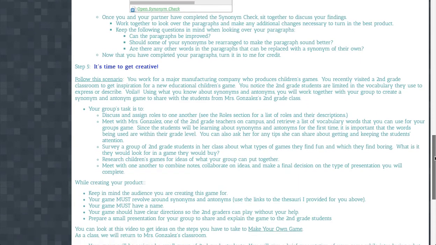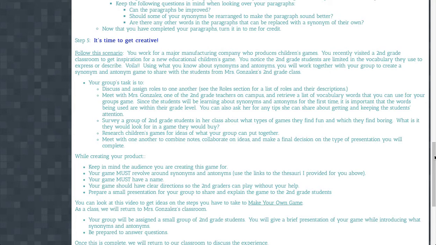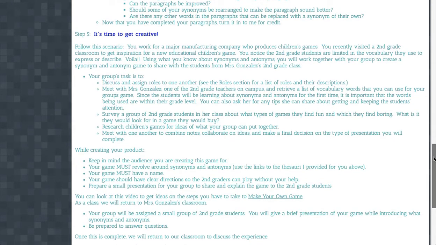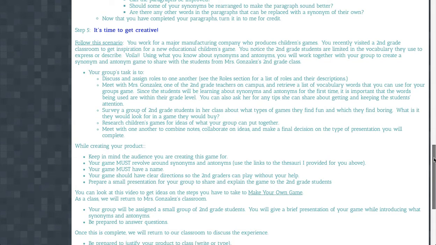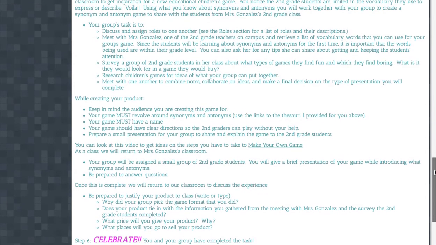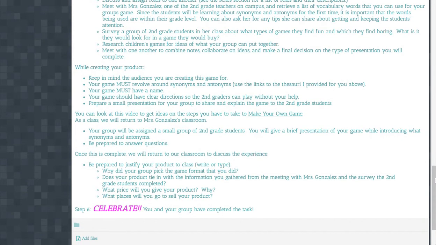Where it says step 5, it's time to get creative, and this is where they'll actually get together, collaborate, discuss, gather information, research, everything they can do to put together a game for the second graders. They will go into the second grade classroom, make a presentation to the second graders, so each group will get their own group of second graders.